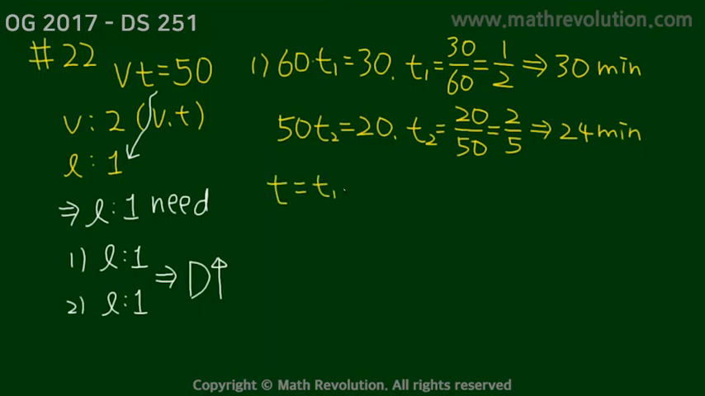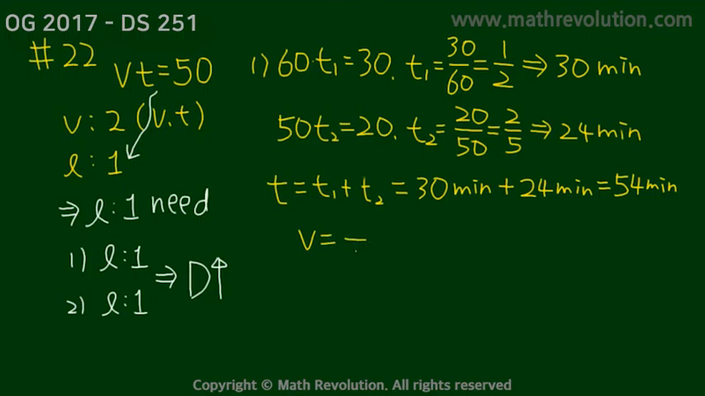What about the total time? We simply add up t1 and t2, which is 30 minutes plus 24 minutes, for a total of 54 minutes spent for a 50-mile ride. Then what's her speed? Quite simply put, it would be the total distance over time, so that's 50 over 54. There you have it, we have our answer. Condition 1 is indeed sufficient to solve the problem.